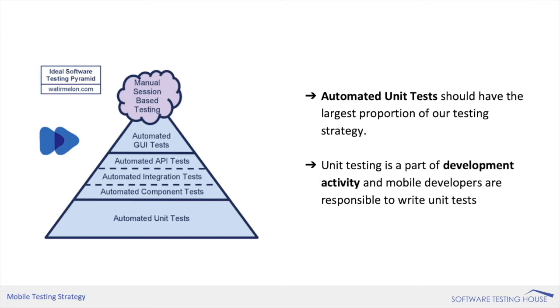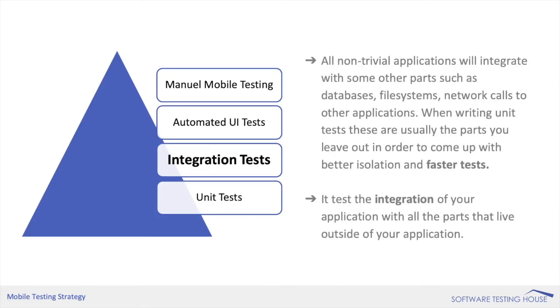Let's check the next layer in the testing pyramid. All non-trivial applications will integrate with some other parts, such as databases, file systems, and network calls to other applications. When writing unit tests, these are usually the parts you leave out in order to come up with better isolation and faster tests. Still, your application will interact with other parts and this needs to be tested. Integration tests are there to help.